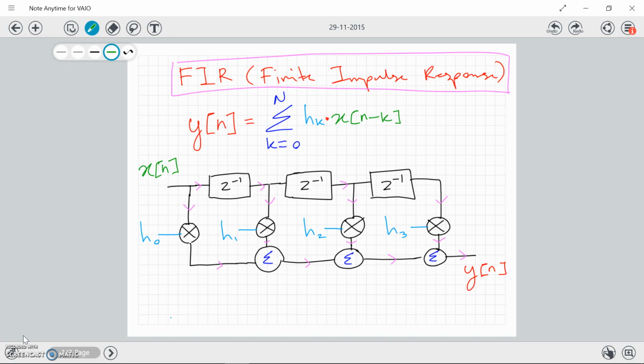FIR only has zeros, it doesn't have any poles in the transfer function. Because of all these reasons, FIR is quite famous. So as an engineer or physicist or whatever you are, it's compulsory for you to know how FIR works. How are we going to implement it?